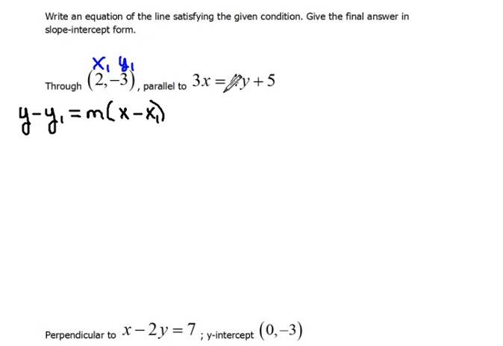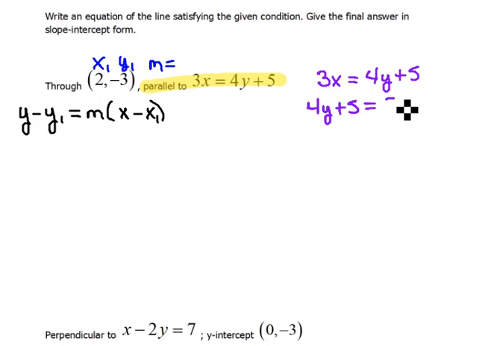They didn't give us the slope in this information. But what they did tell us was that it had to be parallel to this line. Well, if it's parallel to this line, then that means it'll have the same slope that this line does. So we're going to come over here to the side, and we're going to look at this line: 3x equals 4y plus 5. I'm just going to go ahead and flip these around, because since this is equality, I can look at the left side and the right side, either one. If I flip those, it's still the exact same thing.